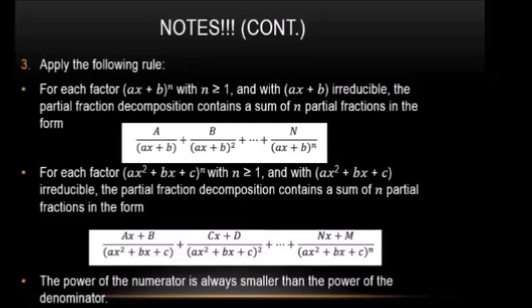For each factor where you have the quantity ax squared plus bx plus c to the n, with n greater than 1 and with ax squared plus bx plus c being irreducible, the partial fraction decomposition contains the sum of n partial fractions in the form of Ax plus B divided by the quantity ax squared plus bx plus c to the nth power as well. The degree of the numerator needs to always be smaller than the degree of the denominator, which is a very important step.